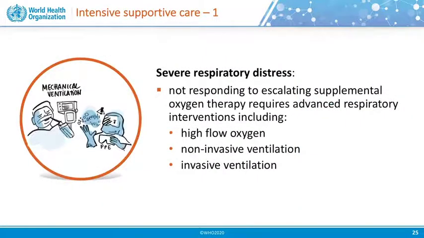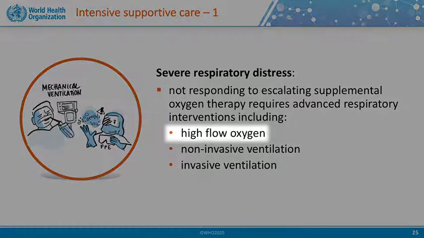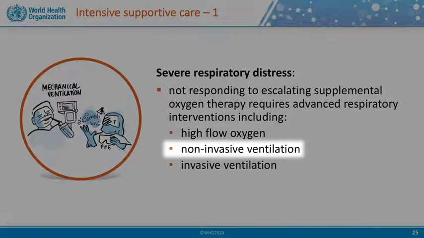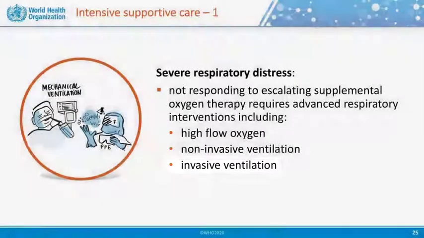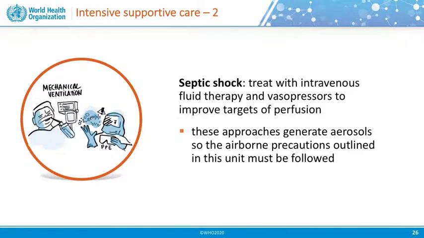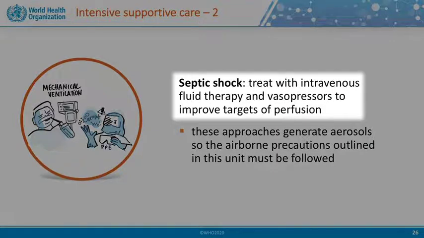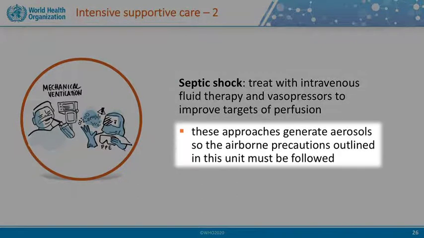Let's talk about intensive supportive care. What is severe respiratory distress? This means not responding to escalating supplementary oxygen therapy, requiring advanced respiratory interventions, which include high-flow oxygen, non-invasive ventilation, or invasive ventilation. How do you care for someone with septic shock? Treat with intravenous fluid therapy and vasopressors to improve targets of perfusion. These approaches generate aerosols, so the airborne precautions outlined in the beginning of the unit must be followed.